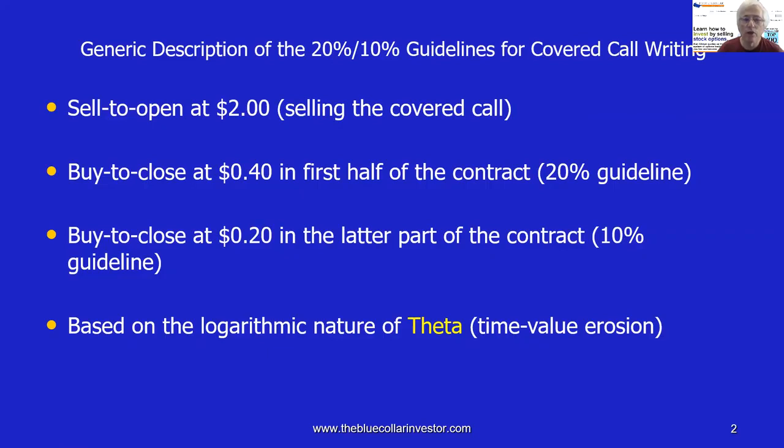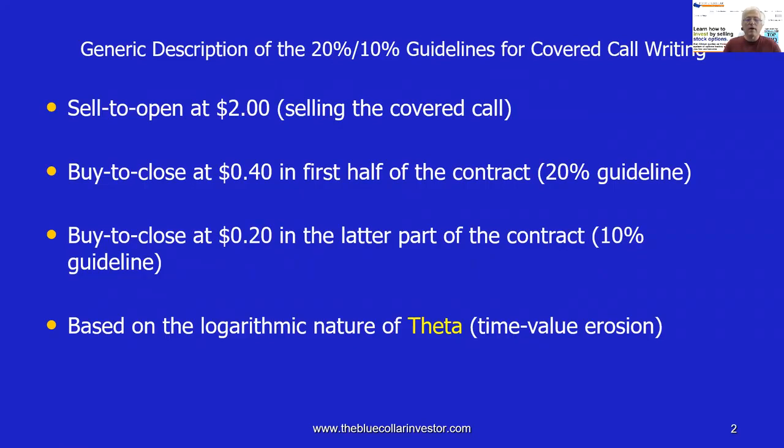Now, we would change that 20% to the 10% guideline. In this case, 10% of $2 would be 20 cents. So we would buy to close at 10% or lower in the latter half of the contract. That is the 10% guideline.